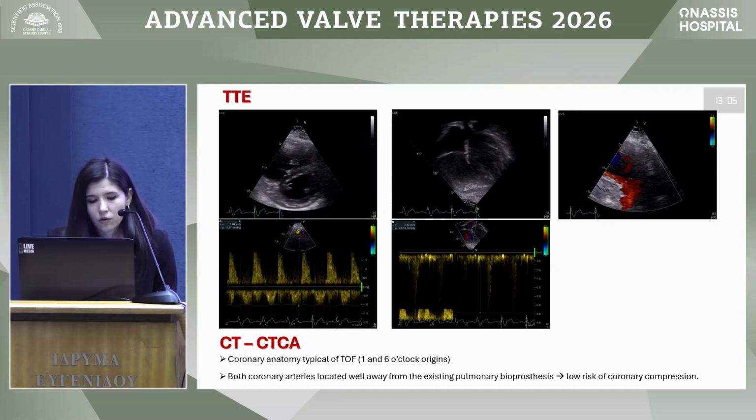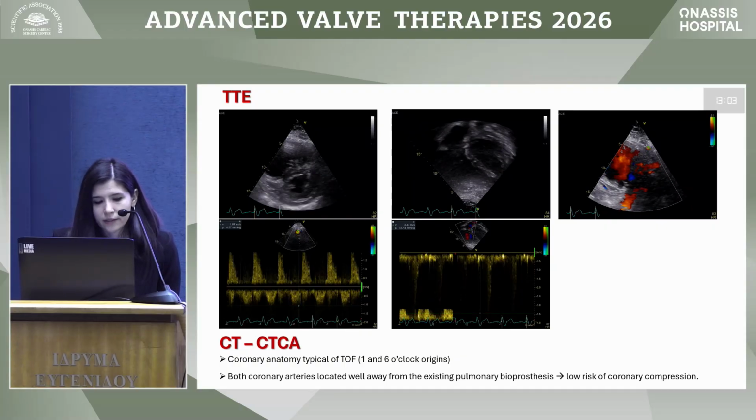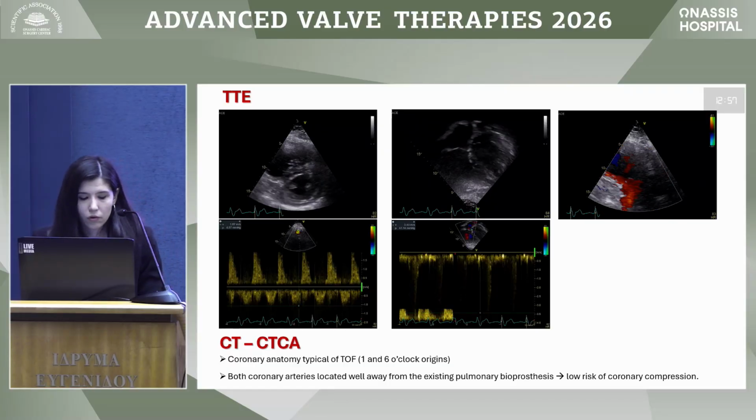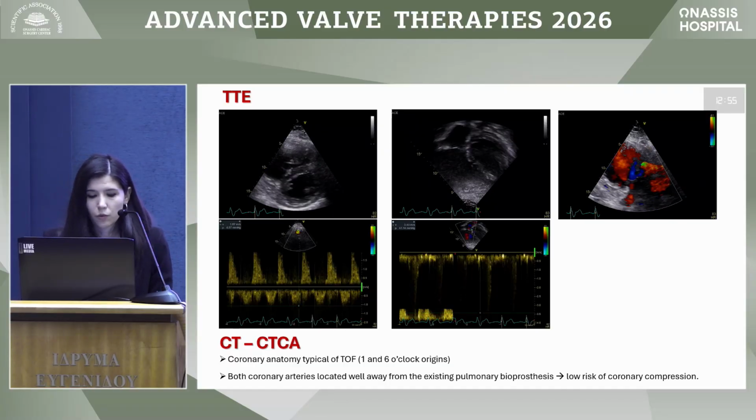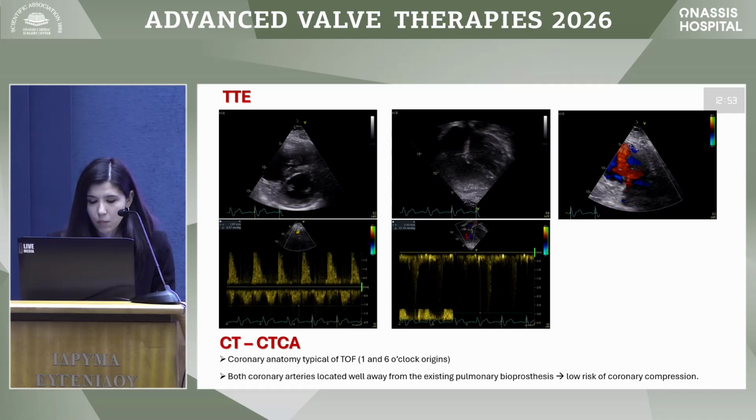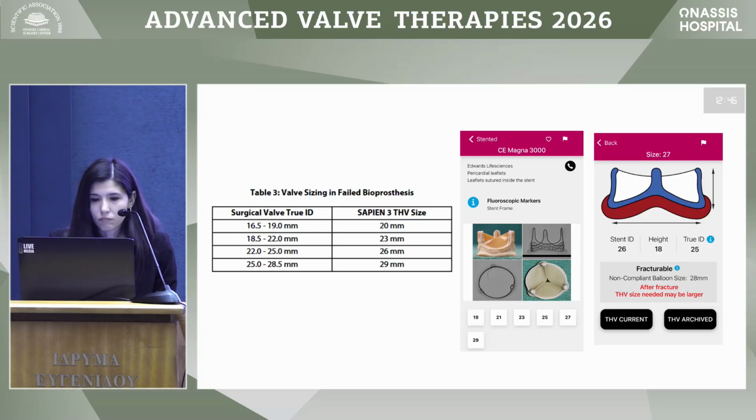The patient also underwent a CT and CTCA, which showed that the coronary anatomy was typical of TOF, and both coronary arteries were located well away from the existing pulmonary bioprosthesis, so we know we have a low risk of coronary compression. And now, in order to choose the valve that we are going to use, we know that the patient has a Magna and 25 millimeters.